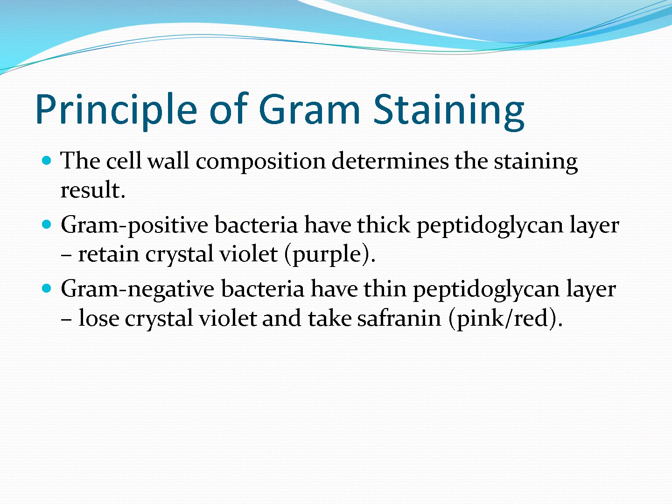Now, let's see the principle. Gram-positive bacteria have a thick layer in the cell wall called peptidoglycan. This layer holds the primary stain, crystal violet, very well, so these bacteria appear purple under the microscope. Gram-negative bacteria have a thinner peptidoglycan layer and an outer membrane. They lose the primary stain and take up the counter stain, safranine, so they appear pink-red in color.